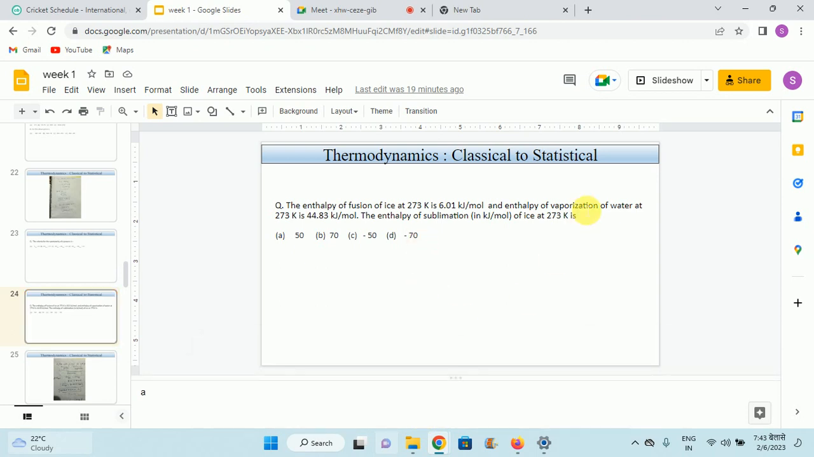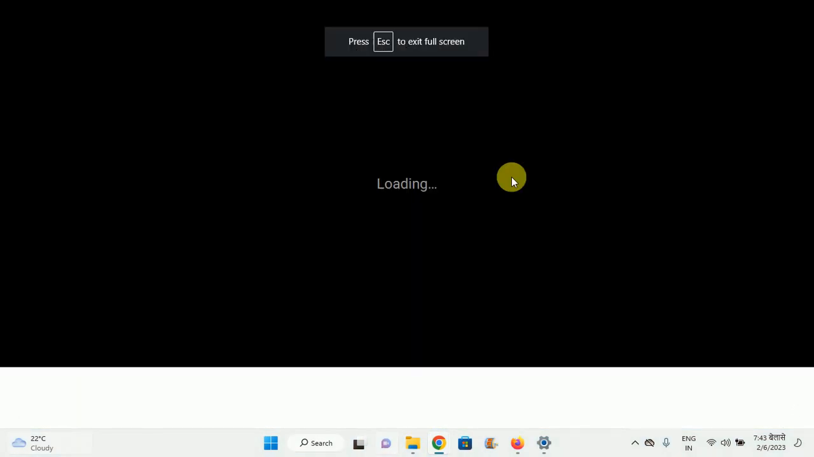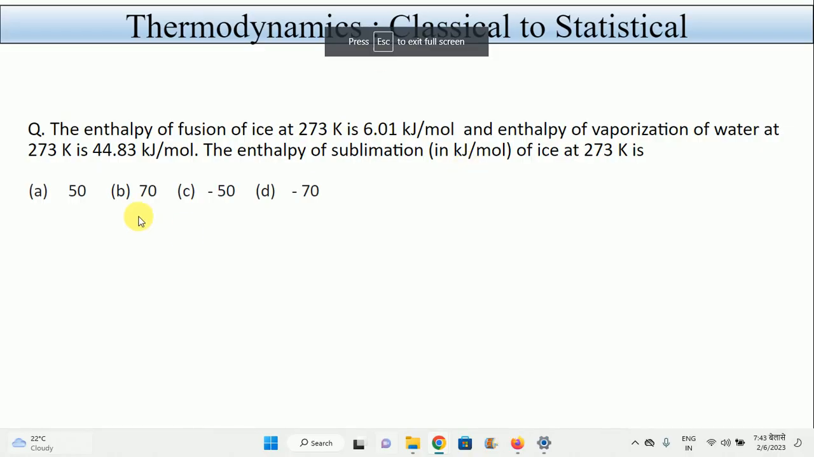It is not working, so I'll explain it here only. Enthalpy of fusion of ice: it is the conversion of ice to liquid water, and then to vapors. So from ice to liquid water, it is 6.01 kilojoule per mole, and then the enthalpy of vaporization of water at 273 Kelvin is 44.83 kilojoule per mole, and we need to calculate the enthalpy of sublimation.